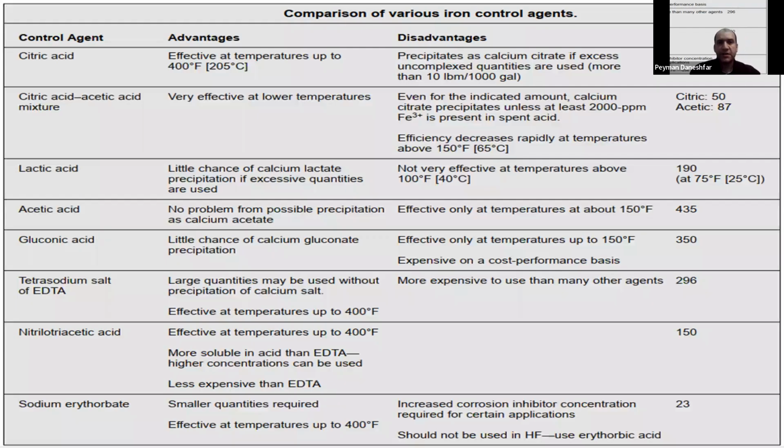You can see the table here. We have some types of iron control additives used in acidizing. With the economical parameters, the effect on the formation, and what the client is asking, we choose it for our acidizing. But the famous ones are EDTA, NTA, or acetic acid.